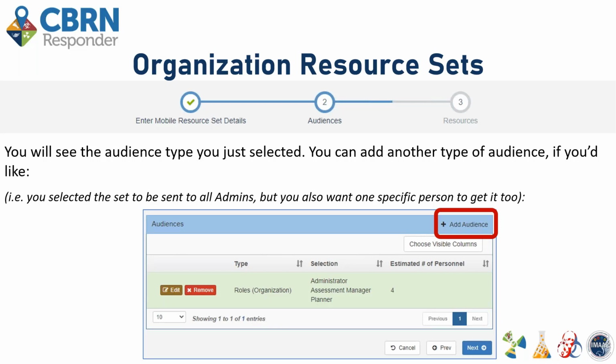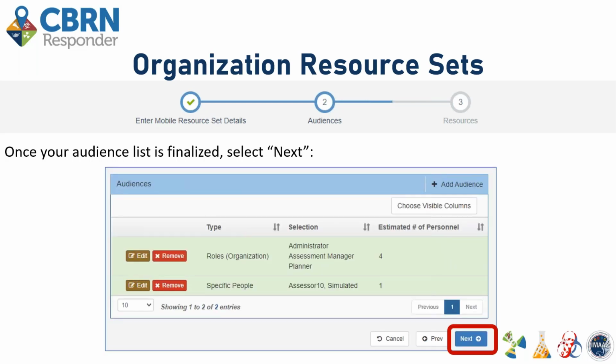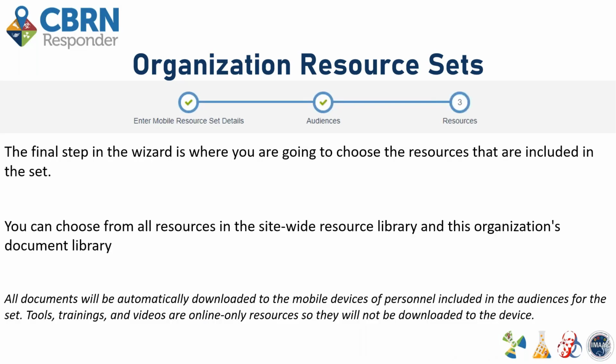For example, here, if I selected the set to be all admins, assessment managers, and planners, but I want this one specific person who doesn't have those roles to get it too, I can do that by adding an individual. So I'll select Add Audience again, go through those steps, and you can see now that I have that specific person along with the roles. I'll then click Next to be brought to step 3.